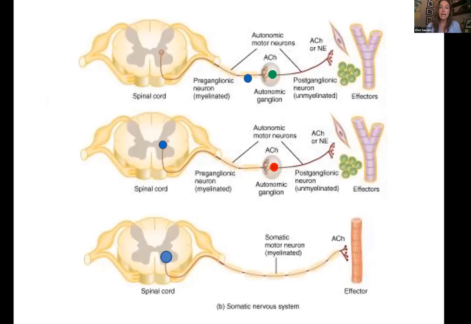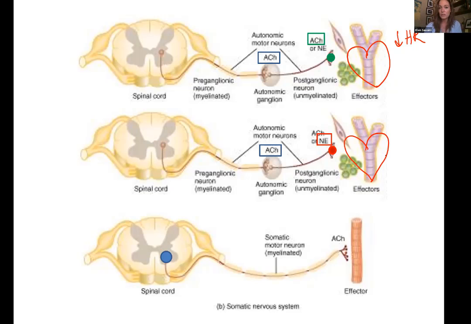We have a preganglionic neuron that releases acetylcholine onto a postganglionic neuron. And the postganglionic neuron is going to release, in this case, acetylcholine. For the heart, acetylcholine is going to cause the heart to slow down. Whereas in the middle one, if we have our preganglionic neuron releasing acetylcholine, it does the same thing, acetylcholine activates the second neuron, and in this case, if it releases norepinephrine, and the heart happens to be the tissue it's going to, it's going to actually increase the heart rate.